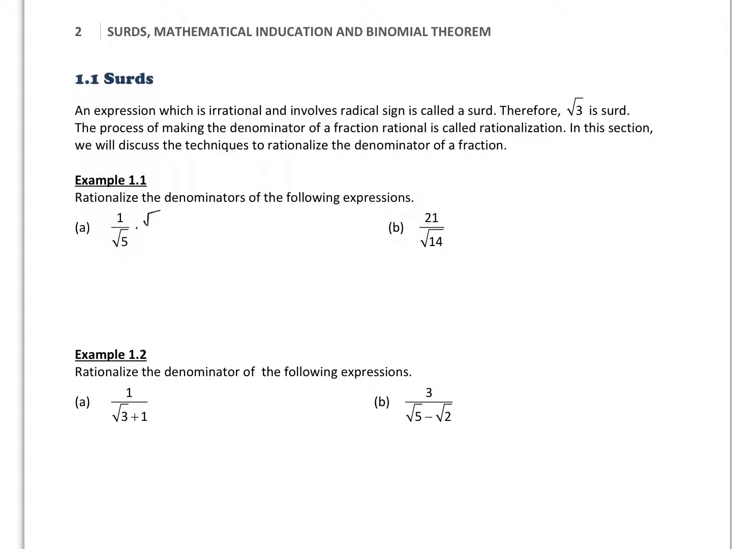root 5 over root 5. Why? Because when I multiply root 5 by the denominator, root 5 times root 5 becomes 5. That means I can change the denominator into an integer. So the simplified form is root 5 over 5. This is the final answer. This process is also called rationalization.